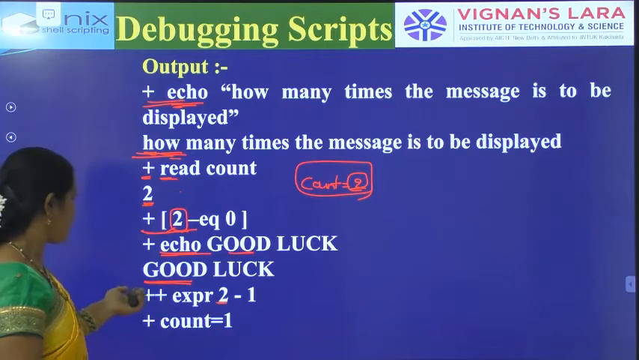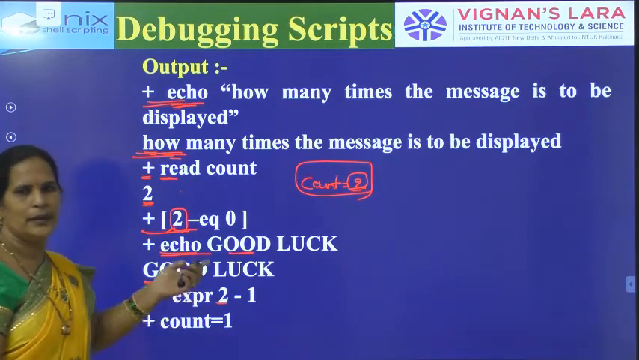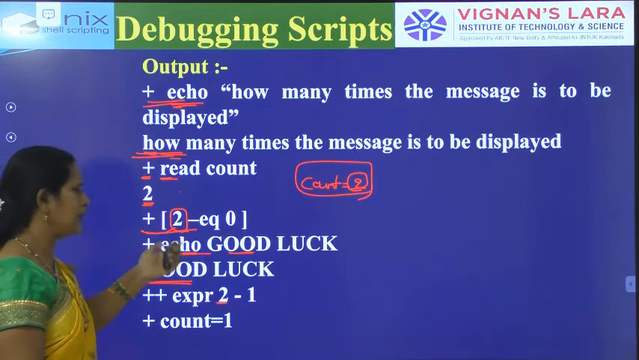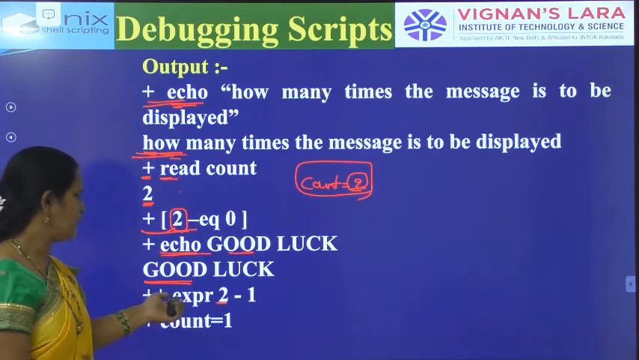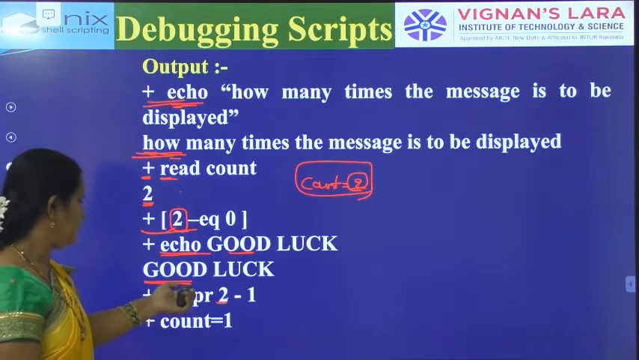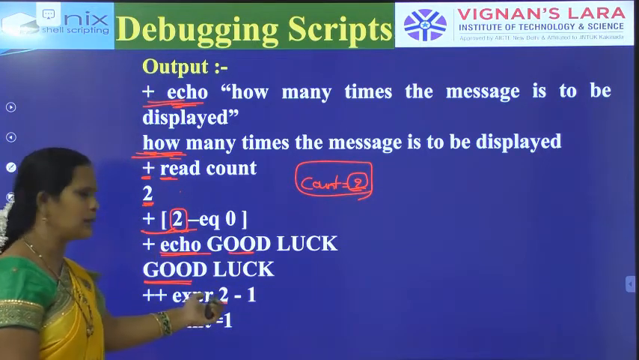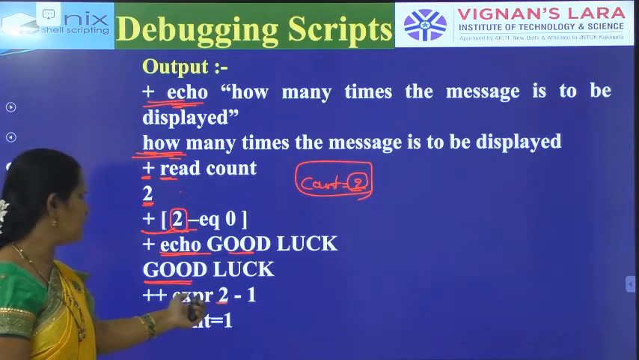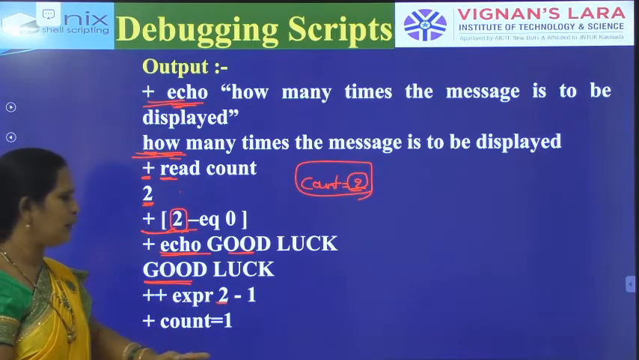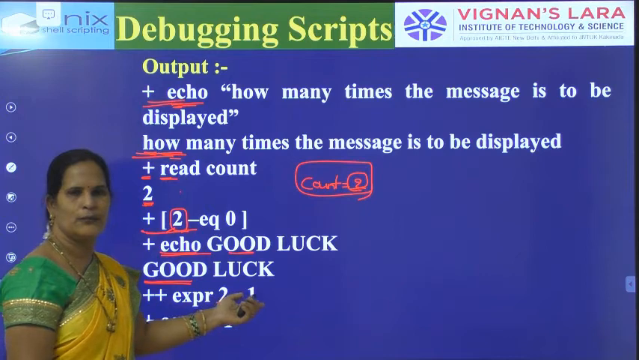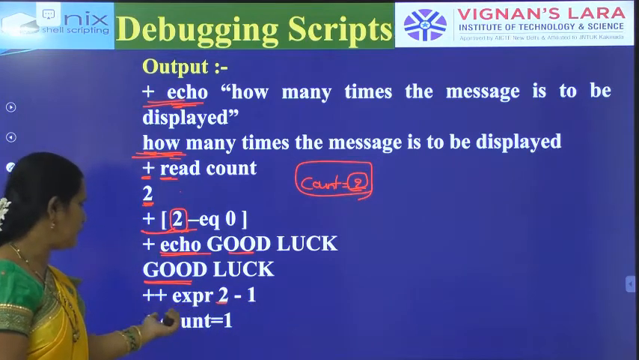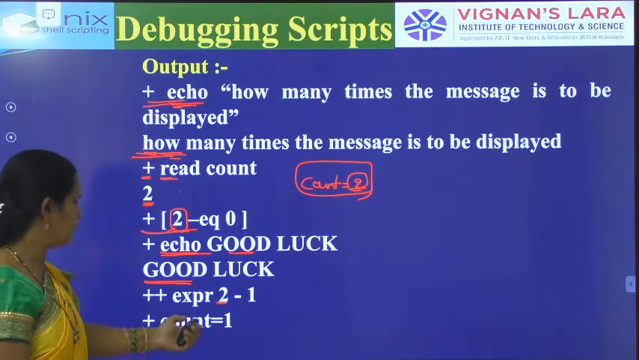Next, the count value will be decremented. In order to decrement the count value, you have to specify expr space dollar count space minus space 1. Here the dollar count value is equal to 2, so it is going to directly substitute, expr space 2 minus 1. So 2 minus 1 is equal to 1. Now the value 1 is assigned to the count variable. The count value is equal to 1.